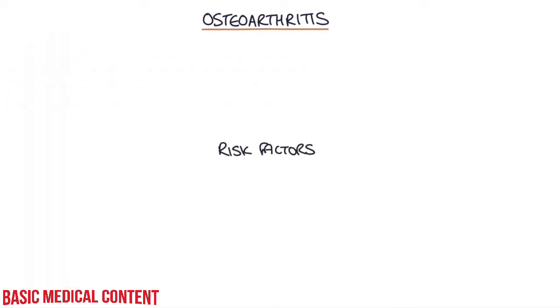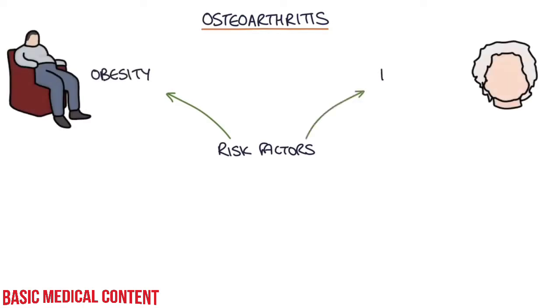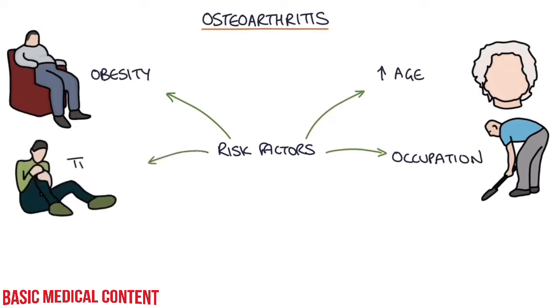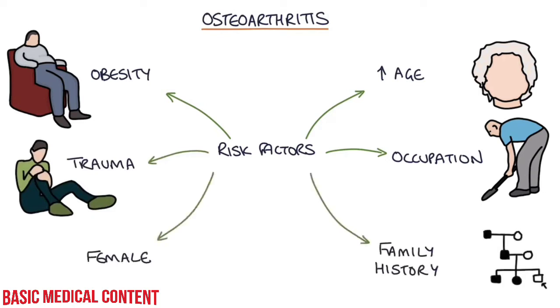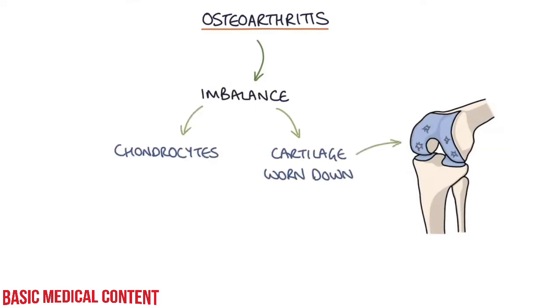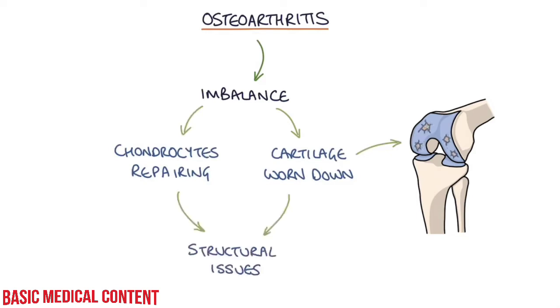Risk factors for osteoarthritis include obesity, increased age, occupation, particularly occupations where there's a high usage of particular joints, trauma to the joint, being female, and also a family history of osteoarthritis. It's thought to be the result of an imbalance between the cartilage being worn down and the chondrocytes repairing that cartilage. And this leads to structural issues within the joint that causes more wear and tear and pain.